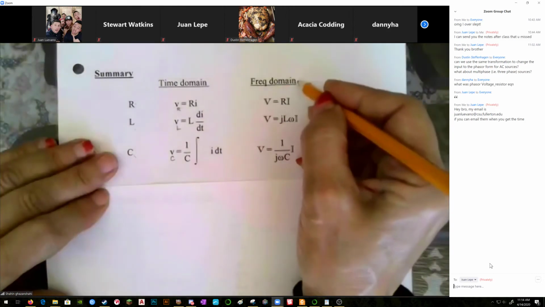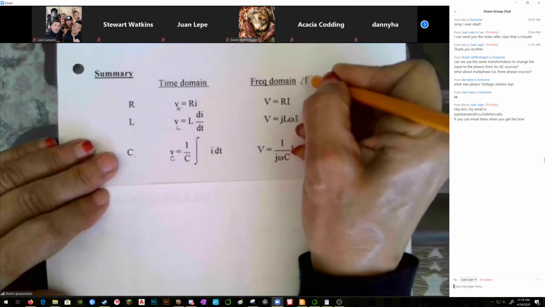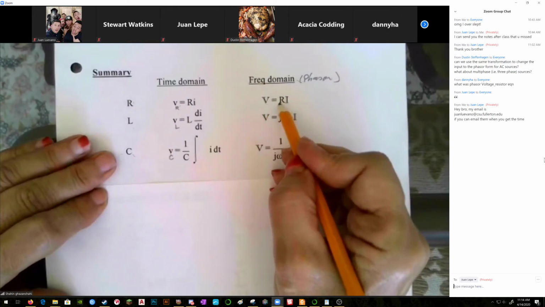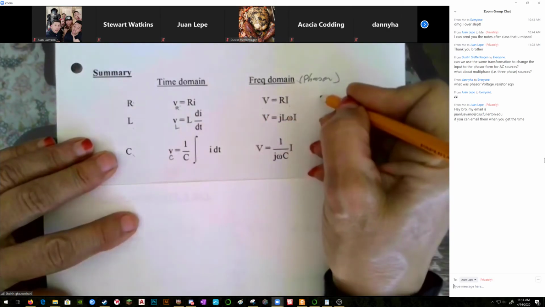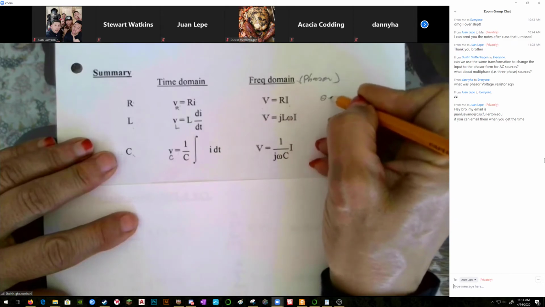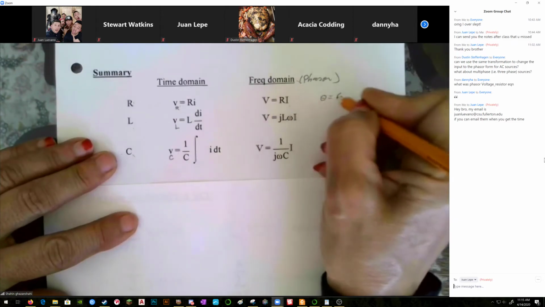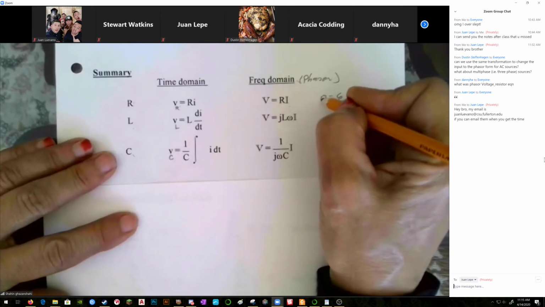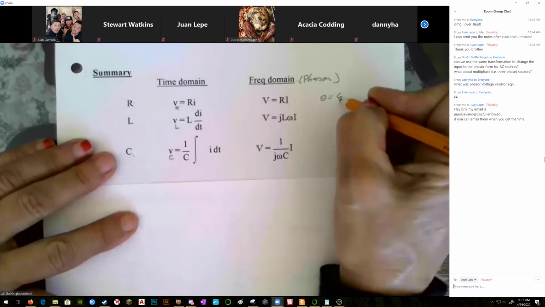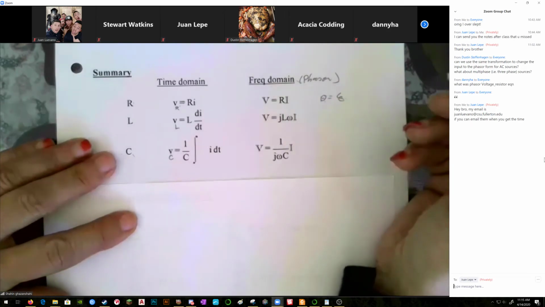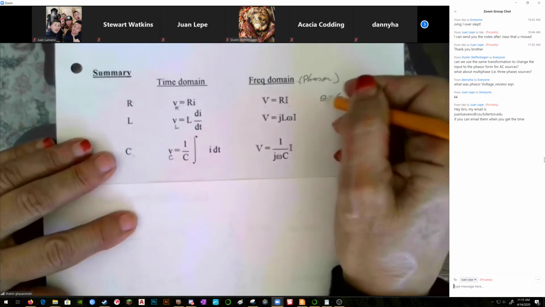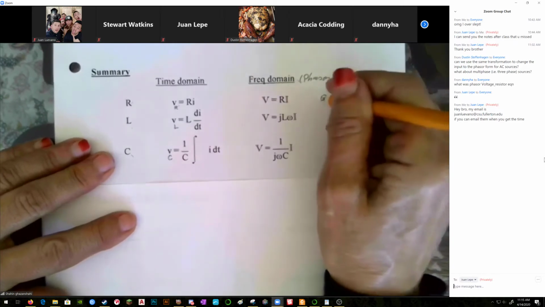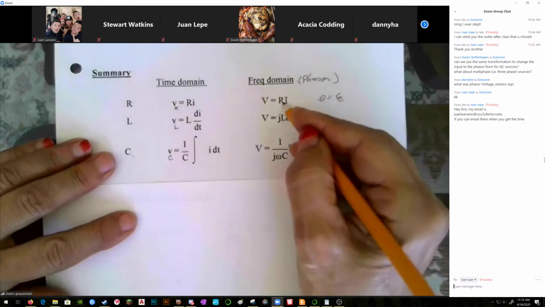Now, in the phasor or frequency domain, phasors being the better name, voltage across resistors is R times I. So whatever the angle of the current, it remains the same for the voltage. If I show the voltage angle with theta and the current angle with phi, they are always the same, correct? So there is no phase difference between voltage and current across a resistance.